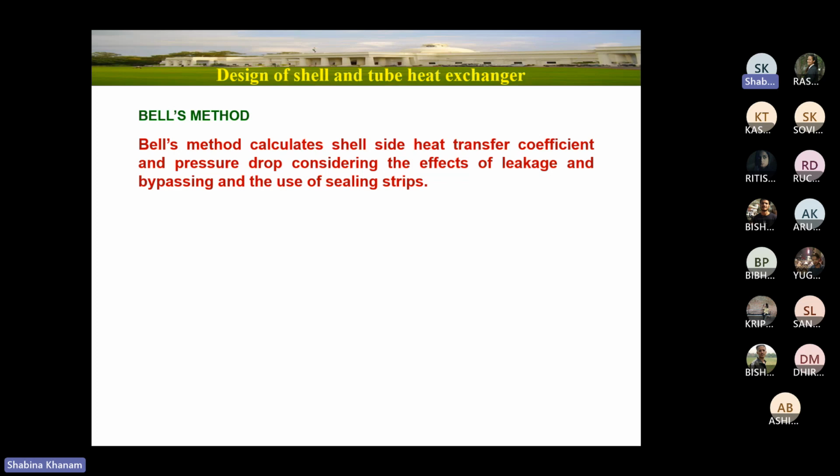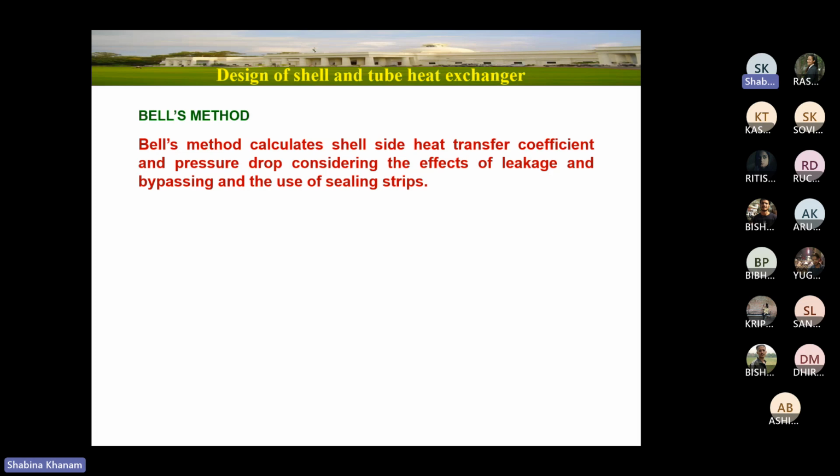Okay, that is the equator, it should be the middle. We have also already seen that in the last class. However, Bell's method considers other sections also. Like the cross flow zone is one, and other zones we have, such as the window zone, that we will discuss. It means that Bell's method considers many more parameters in comparison to Kern's, and therefore it gives a more accurate design in comparison to Kern's method.